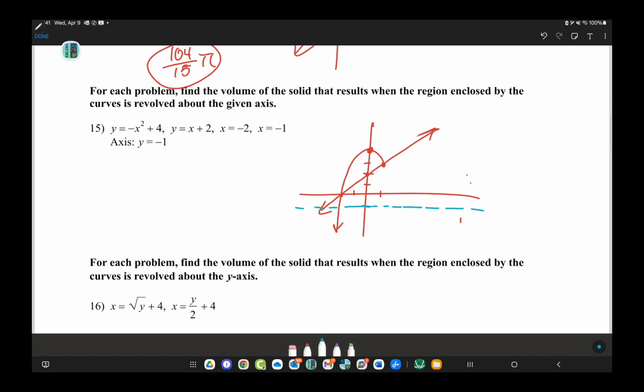All right, so this, oh, from negative 2 to negative 1, I am forgetting that part. So just this part right here is being rotated. So I don't really need any of this. Oh, not the whole thing.